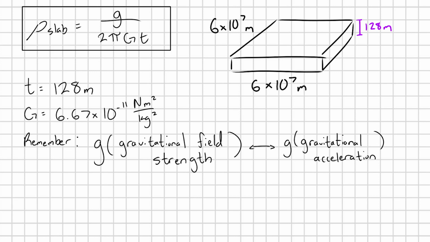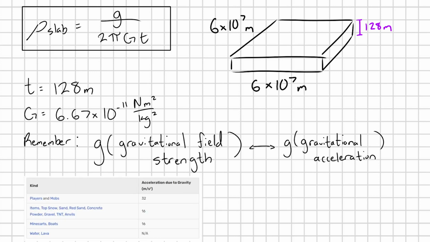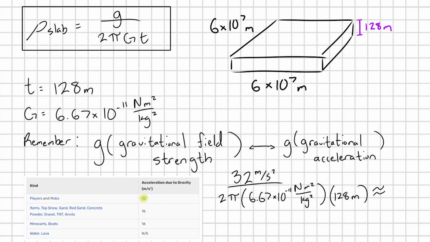Okay, but the point is, as long as we know the gravitational acceleration due to our slab, then we can just plug that guy in for G. And according to the Minecraft wiki, well, Minecraft's kind of weird because it doesn't just have one gravitational acceleration. Different objects accelerate differently. So I'm just gonna go ahead and use the gravitational acceleration that we as players experience. Right, and so if we plug all of these numbers in, we can find that on average the mass density of our Minecraft world is 5.97 times 10 to the 8th kilograms per cubic meter.